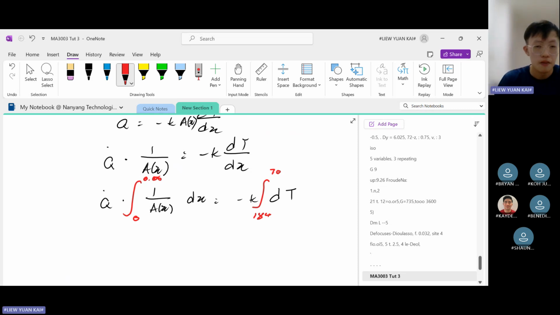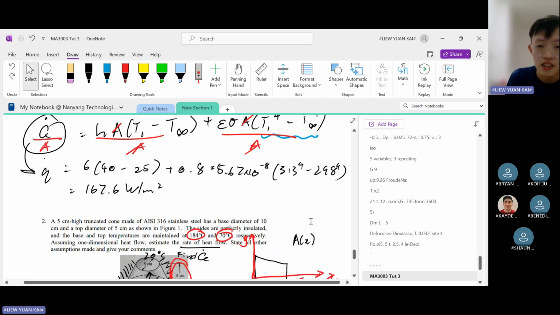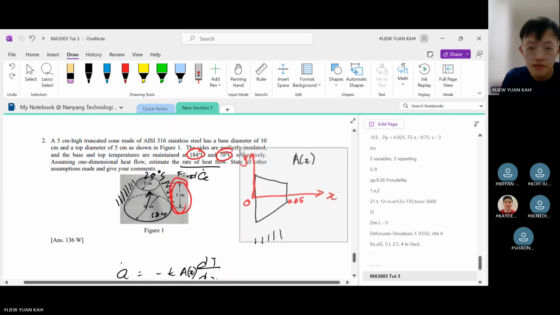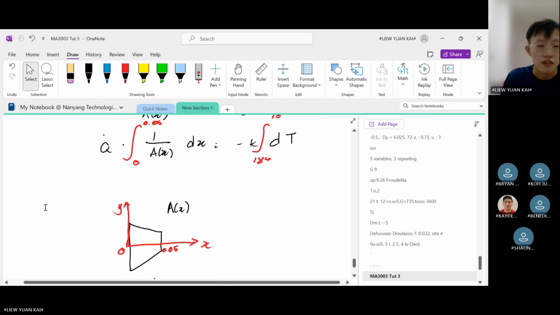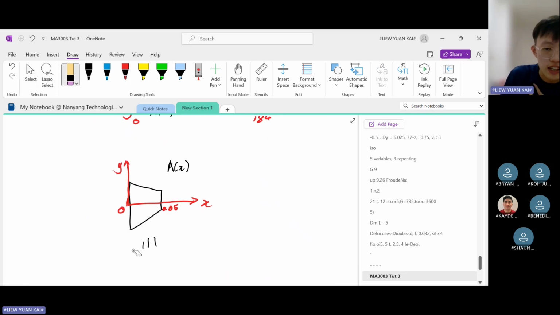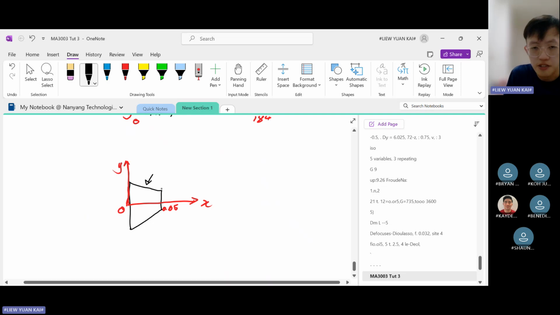Okay. Now, here's our problem. We can integrate this, right? I think this is easy to integrate. But what about this? 1 over A of x. We don't know what the function of A of x is, so we have to find it out ourselves. And here's how you find it. So let me just copy this diagram again. Now, we ourselves have to make this function A of x. And this is how I'm going to show you. So using this graph, we're going to have to formulate our own equation that describes this line. You'll see why.